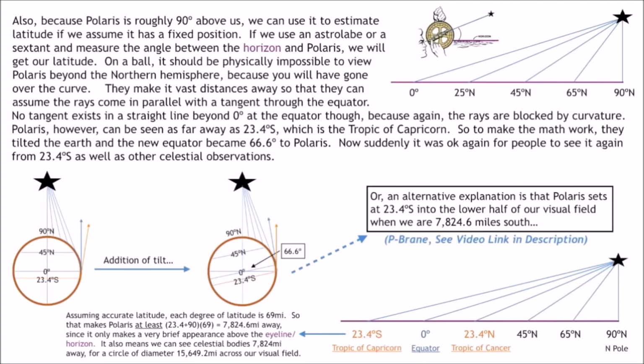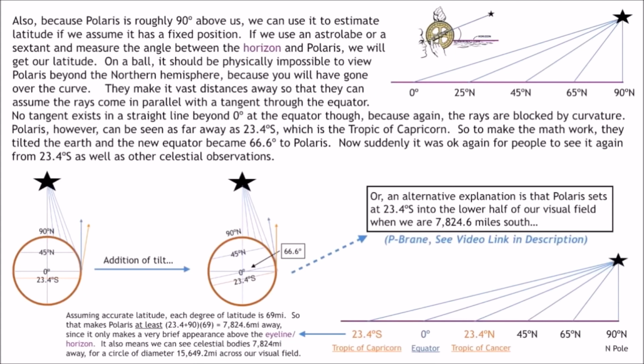They make it vast distances away so that they can assume the rays come in parallel with a tangent through the equator. No tangent exists in a straight line beyond 0 degrees at the equator though, because again, the rays are blocked by curvature. Polaris, however, can be seen as far away as 23.4 degrees south, which is the Tropic of Capricorn. So to make the math work, they tilted the Earth and the new equator became 66.6 degrees to Polaris. Now suddenly it was okay again for people to see it from 23.4 degrees south, as well as other celestial observations.